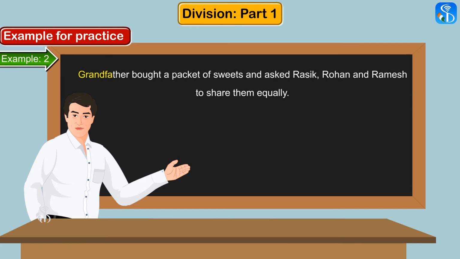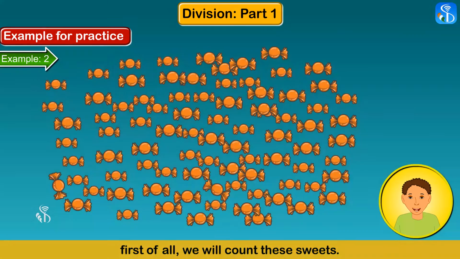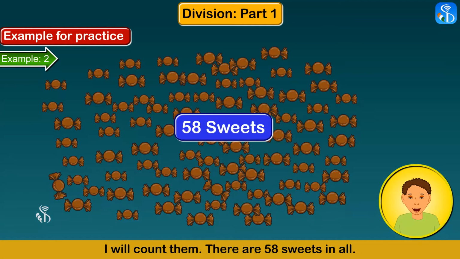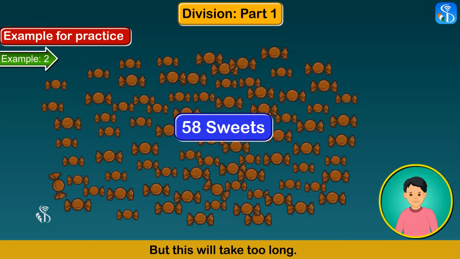Example 2. Grandfather bought a packet of sweets and asked Rasik, Rohan and Ramesh to share them equally. First of all, we will count these sweets. I will count them. There are 58 sweets in all. Shall we distribute one sweet at a time? But this will take too long.